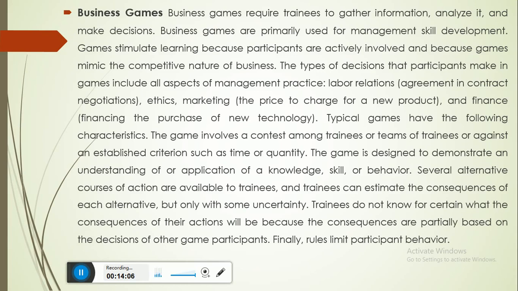with some uncertainty. Trainees do not know for certain what the consequences of their action will be, because the consequences are partially based on the decision of other game participants. Finally, rules limit participant behavior. So that's all regarding business games.